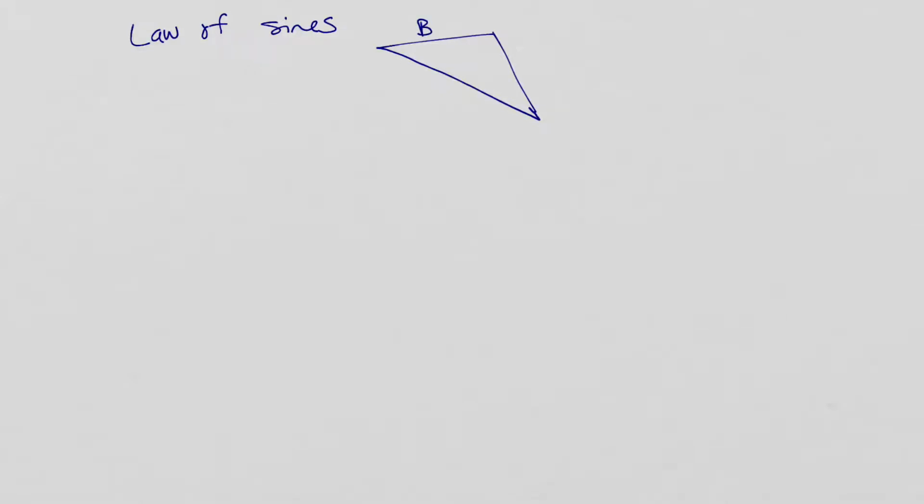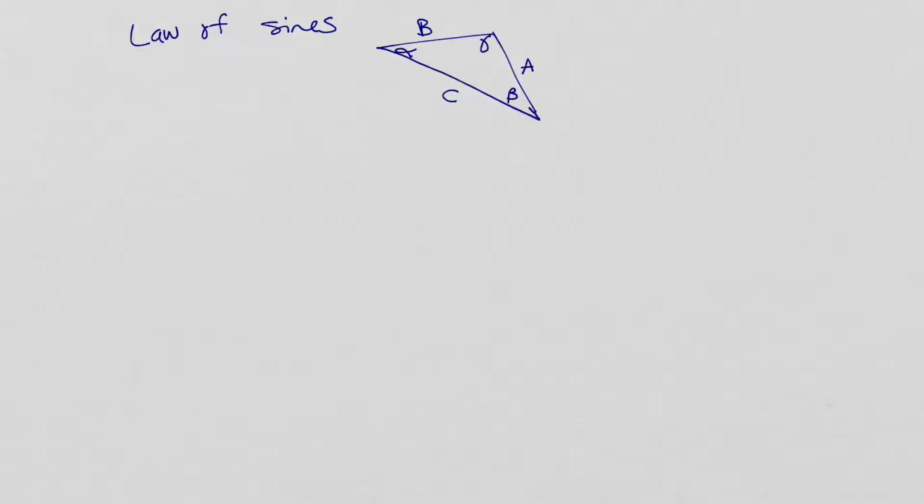B is the length of that side, C and A, and alpha is just that symbol. Beta is the angle here between A and C, and then gamma is the angle between A and B.